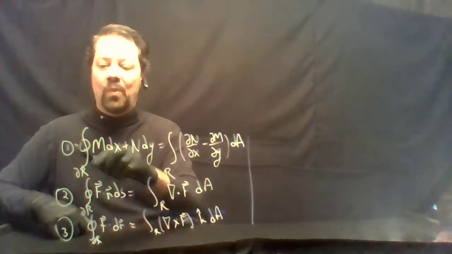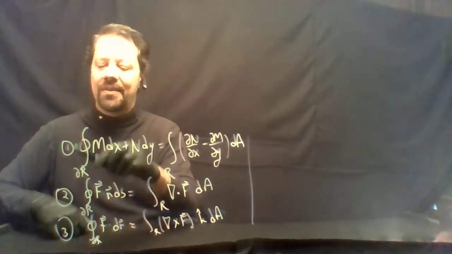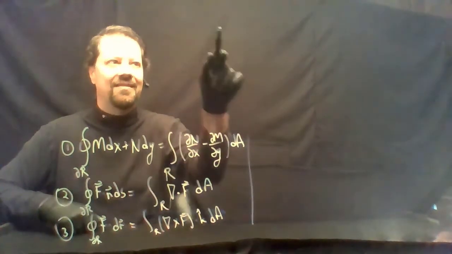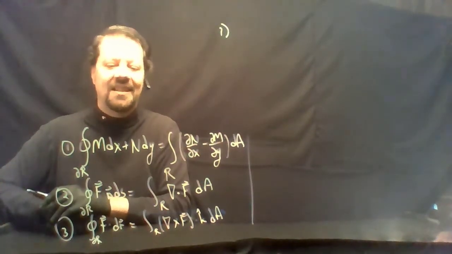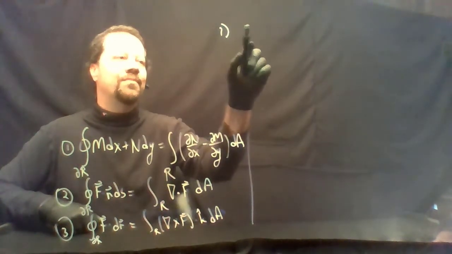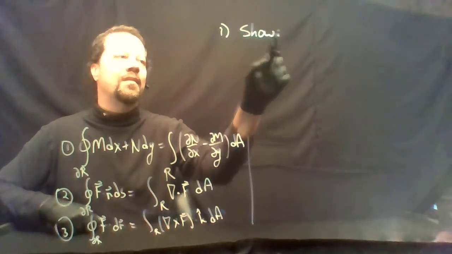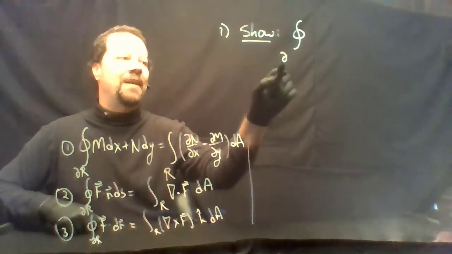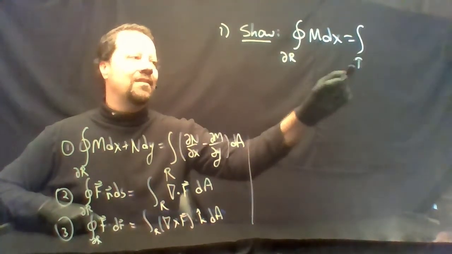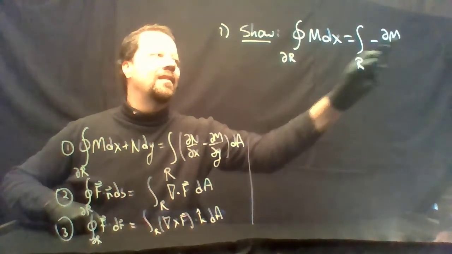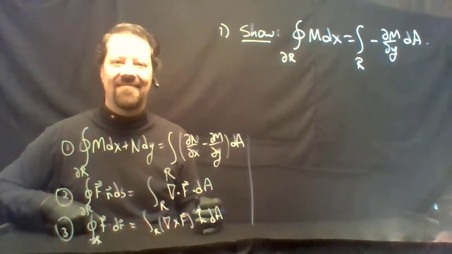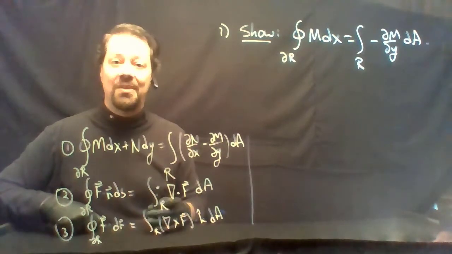Since we have proven that 1 is equivalent to 2 and also that 1 is equivalent to 3, we really only need to prove 1. To do this, we're going to break this into 2 parts. We're going to show, first, that the integral around the boundary of the region of m dx is the integral on R of minus dm dy dA. We'll do this in 2 parts.